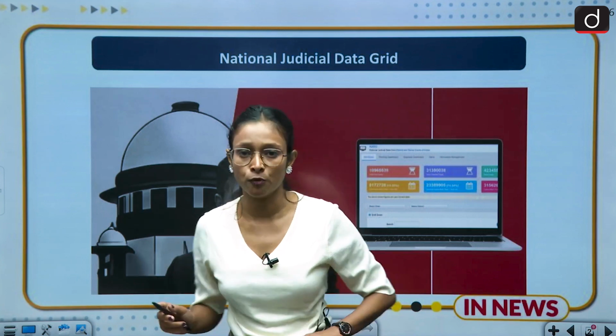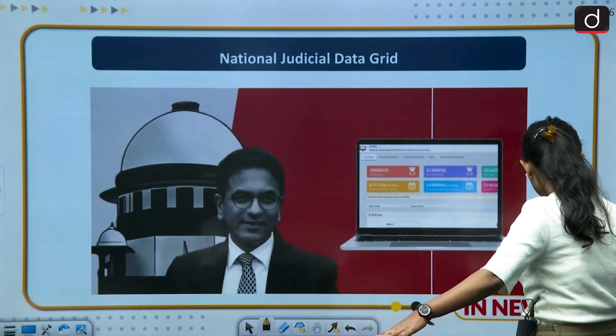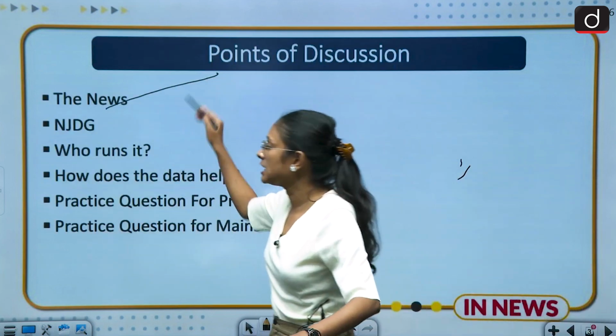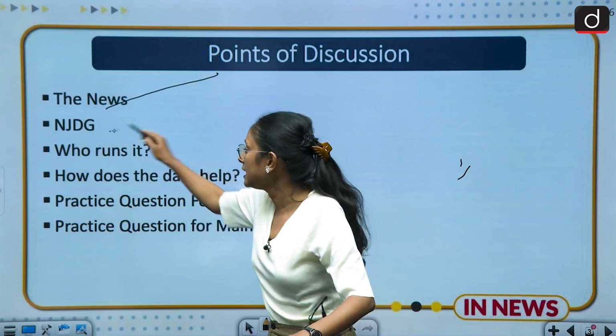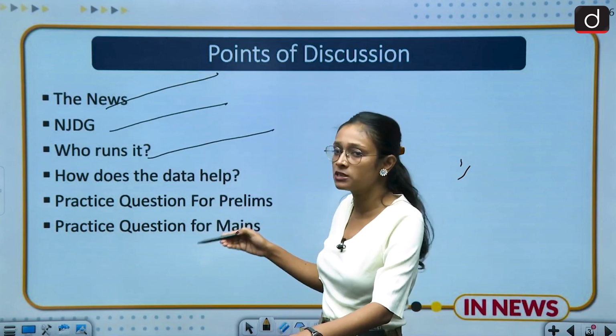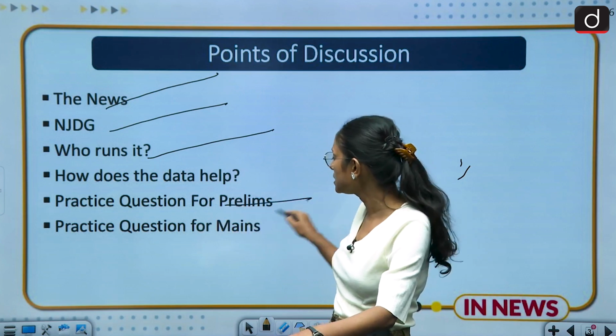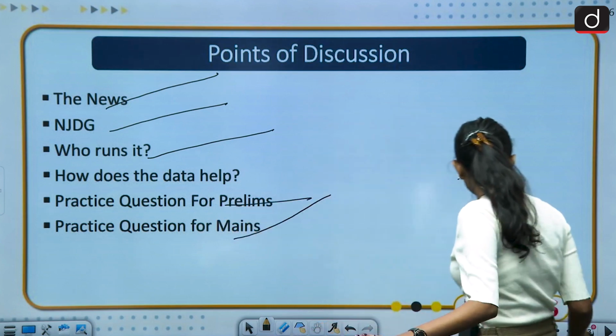So moving to the points of discussion. First of all, we are going to discuss the news, and then the National Judicial Data Grid, then who runs it and how it helps the Indian judicial system, and then practice questions for prelims and mains. So moving to the news part.